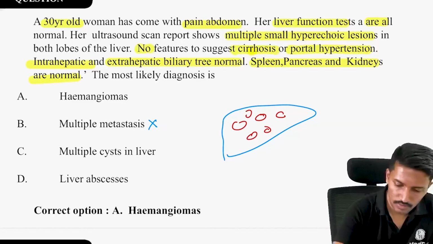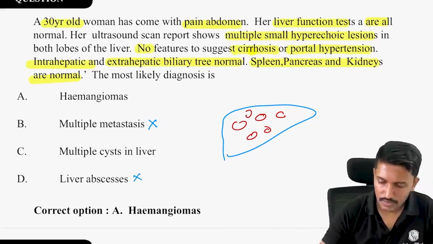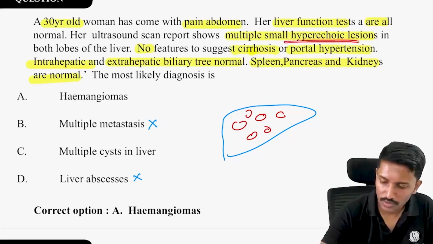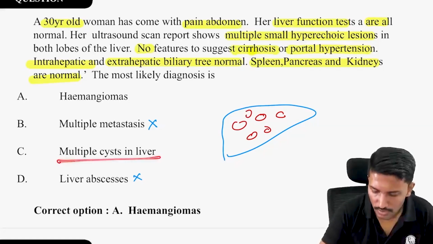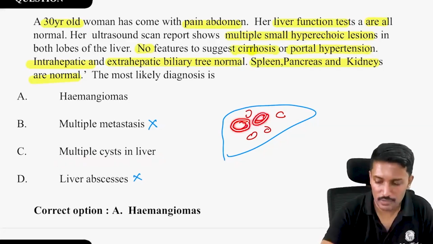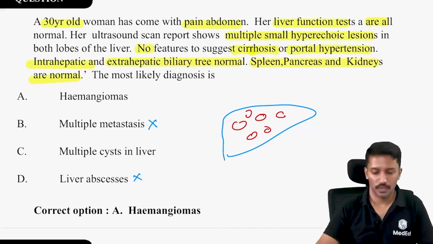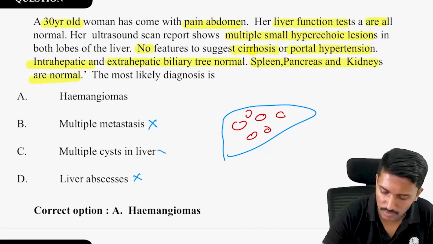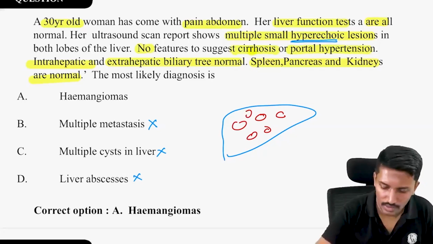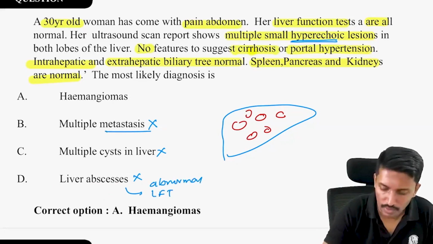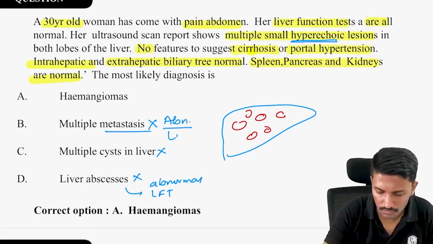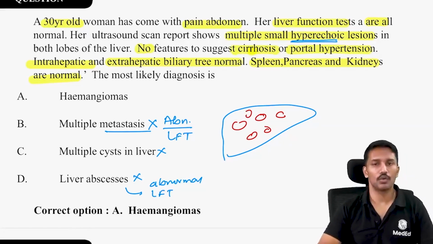Okay. Then liver abscess. Liver abscess will not be a hyperechoic lesion, but rather a hypoechoic lesion. Same applies to the cysts, right? So whenever you have fluid filled spaces, they will be hypoechoic. So I can comfortably rule out liver abscess and multiple cysts in the liver the moment they say that it is a hyperechoic lesion. And apart from that, liver abscess would obviously cause LFT abnormality, right? So liver abscess should be associated with abnormal LFT. Multiple metastasis will usually be associated with abnormal LFT. So these things are ruled out.